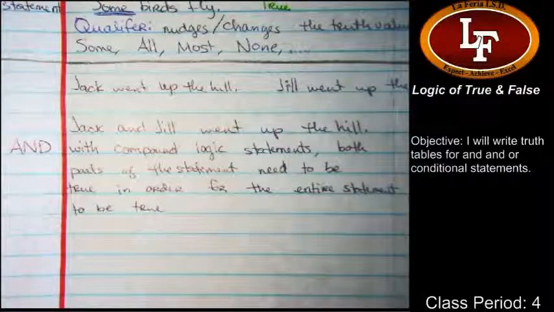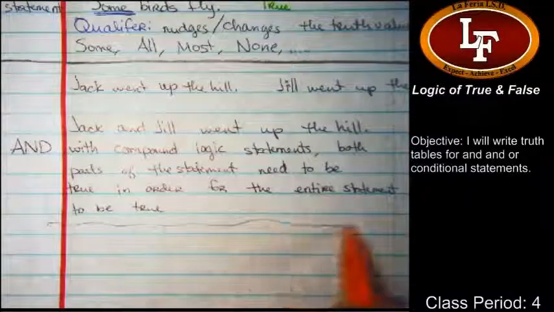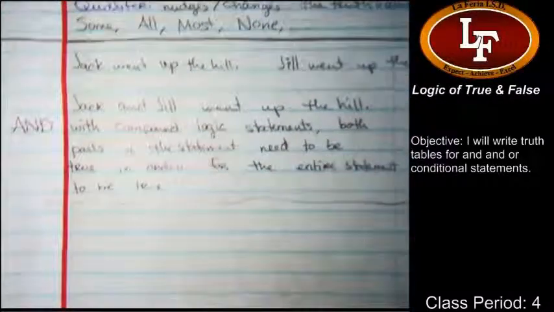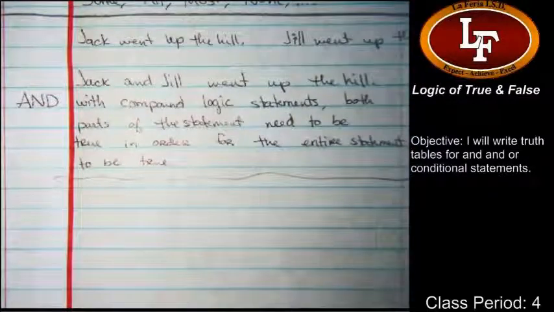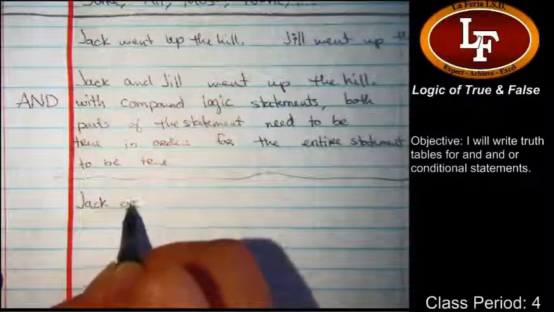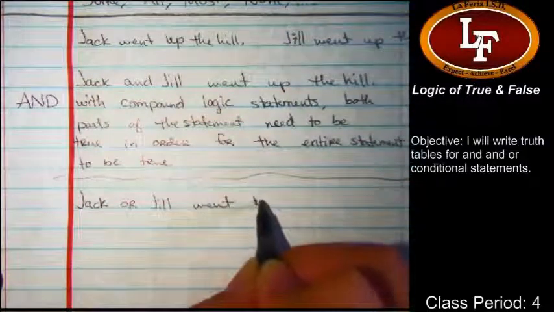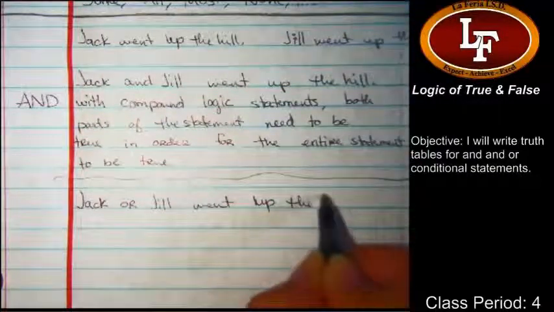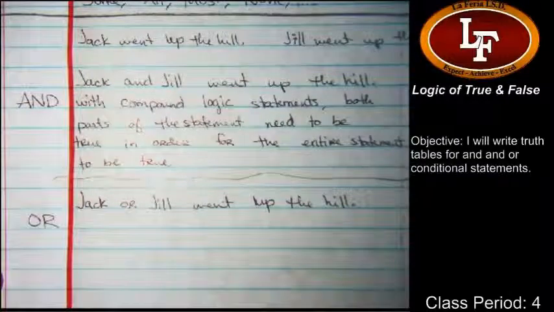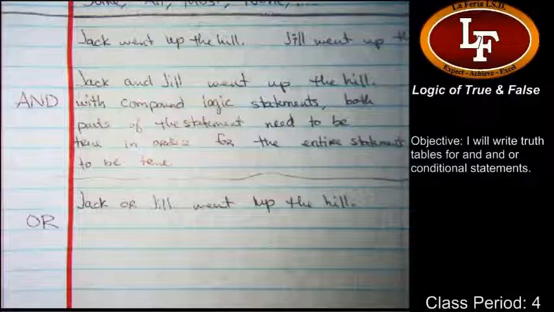Okay. I'm going to take my pencil and I'm going to do a dash. I'm going to use a squiggly line, because we're done with the and, but we're not done with this section. What if I changed the nursery rhyme? What if I changed it from Jack and Jill went up the hill to Jack or Jill went up the hill? In order for the phrase Jack or Jill went up the hill to be true, what has to happen?